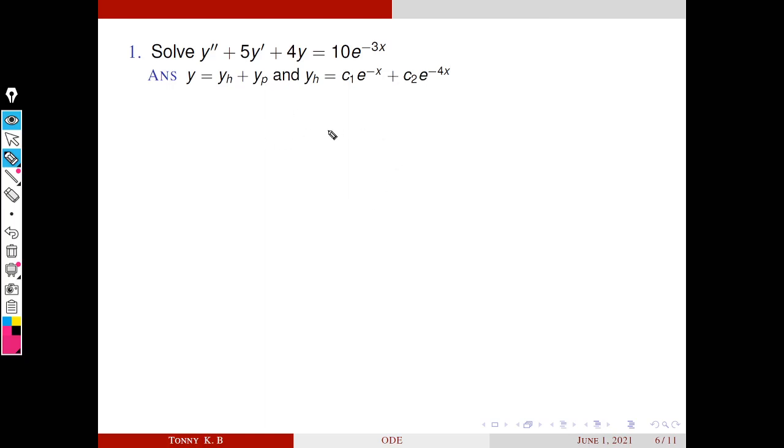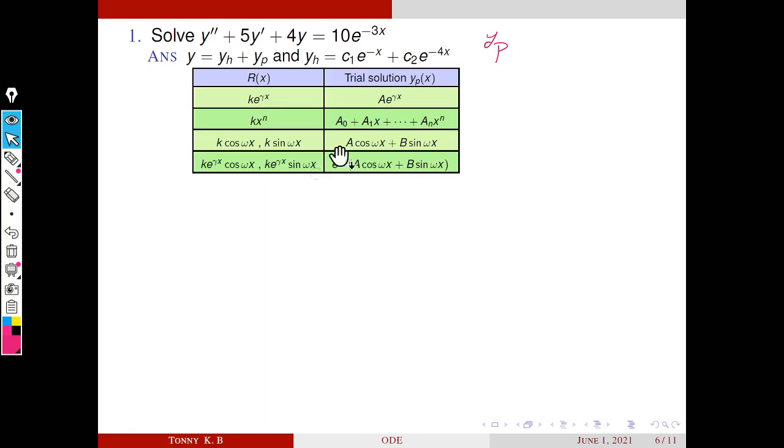Okay, next we have to find a particular integral. To find the particular integral, first we have to choose a trial solution. How to choose the trial solution? This is our table of trial solutions, and from this table it is clear that our right hand side is 10 e raised to minus 3x. So this is in the form some k times e raised to gamma x.